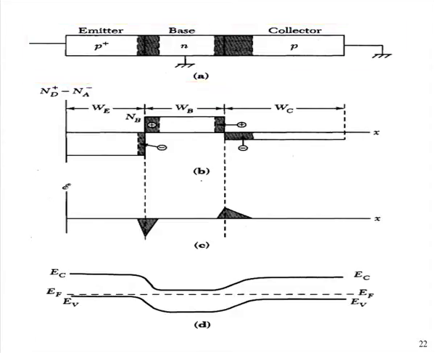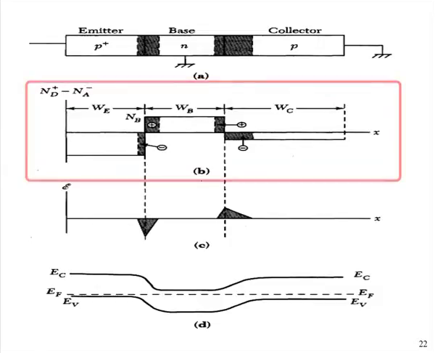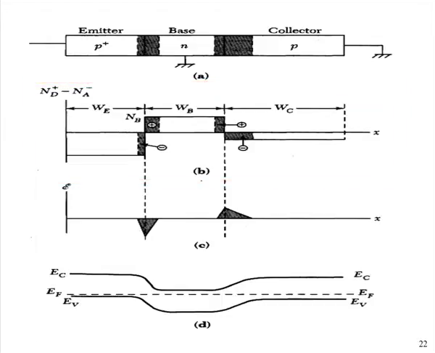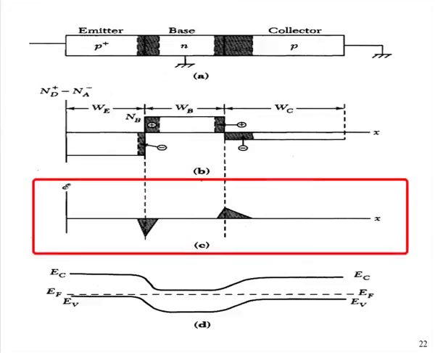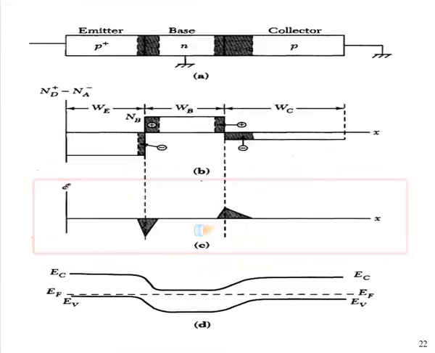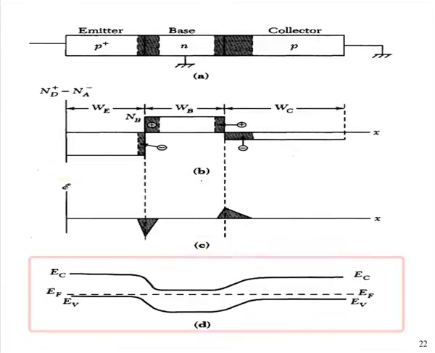If we see the charge distribution in figure B, it is similar to the PN junction we have discussed earlier. By using this doping we can calculate the electric field. The electric field at the P plus N junction is in the minus direction, and we can calculate the maximum electric field. In NPN this is in the opposite direction.